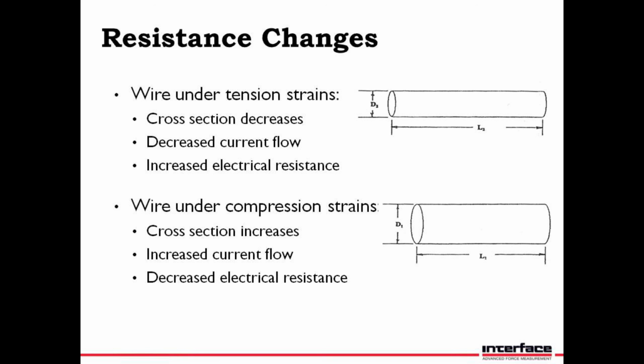If on the other hand, instead of pulling on the ends, we were to imagine us pulling from the sides of this wire element, what we cause is an increase in the cross-sectional area of this wire segment. What this does is increase the current flow across that segment of wire, and therefore the electrical resistance decreases.